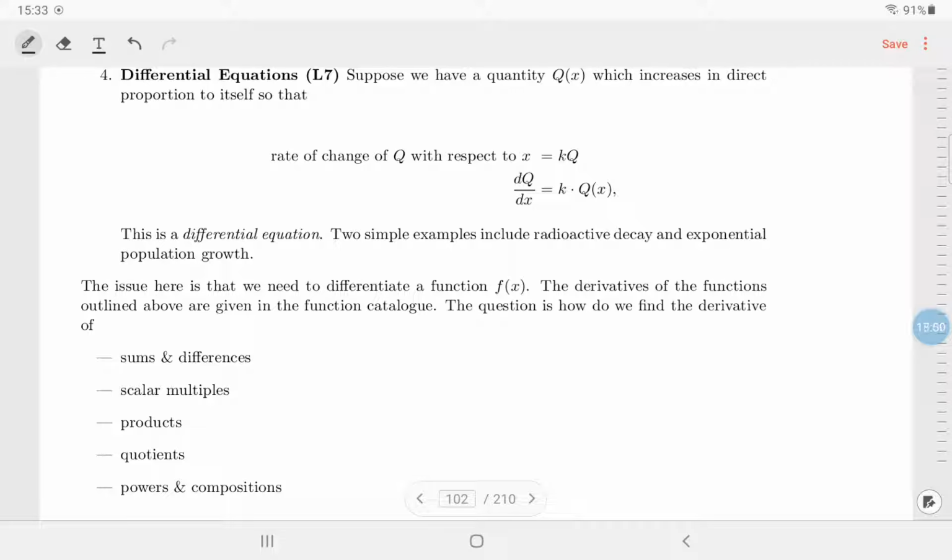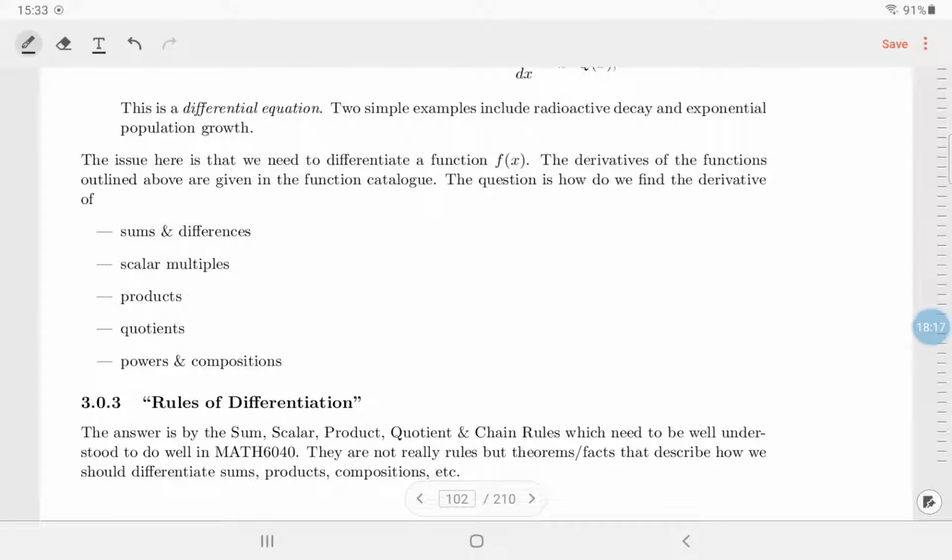So the issue here is that we need to differentiate a function. The derivatives of the functions outlined above, the elementary functions, the sines, the cosines, whatever, are in the function catalog or tables. I'm going to send you some tables this week. The question is, how do you differentiate these things? If you know how to differentiate, say, x squared and cos x, how do you differentiate x squared minus cos x?